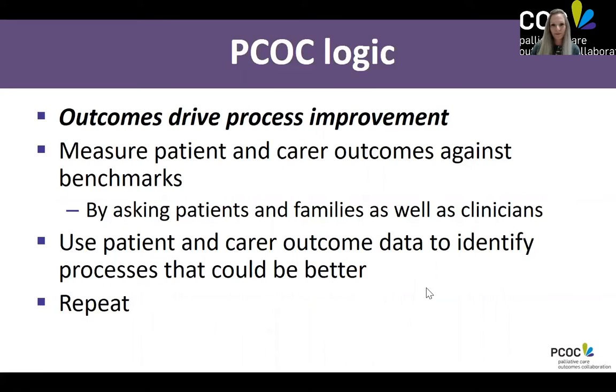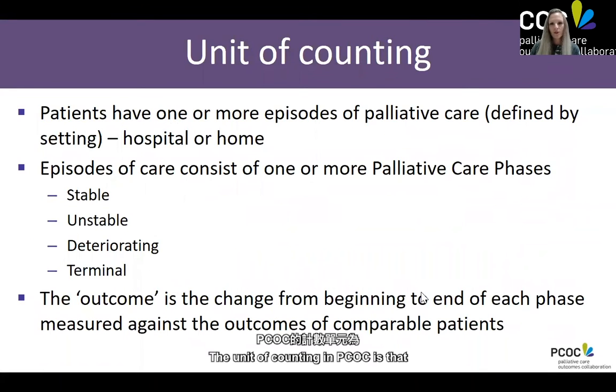you repeat the cycle. The unit of counting in PCOC is that patients have 1 or more episodes of palliative care, which is identified by the setting of care, for example, hospital or home. And then episodes of care consist of 1 or more palliative care phases: stable, unstable, deteriorating, or terminal. The outcome measured is the change from the beginning to the end of each phase, and then measured against the outcomes of comparable patients.